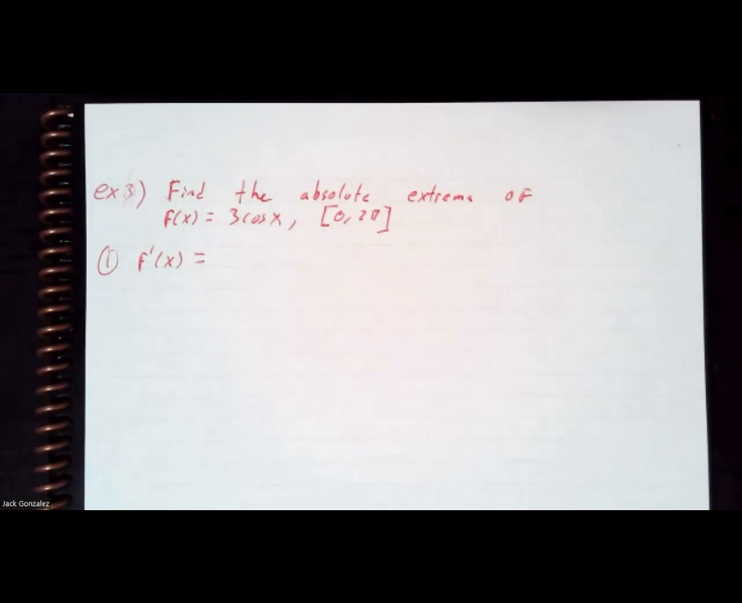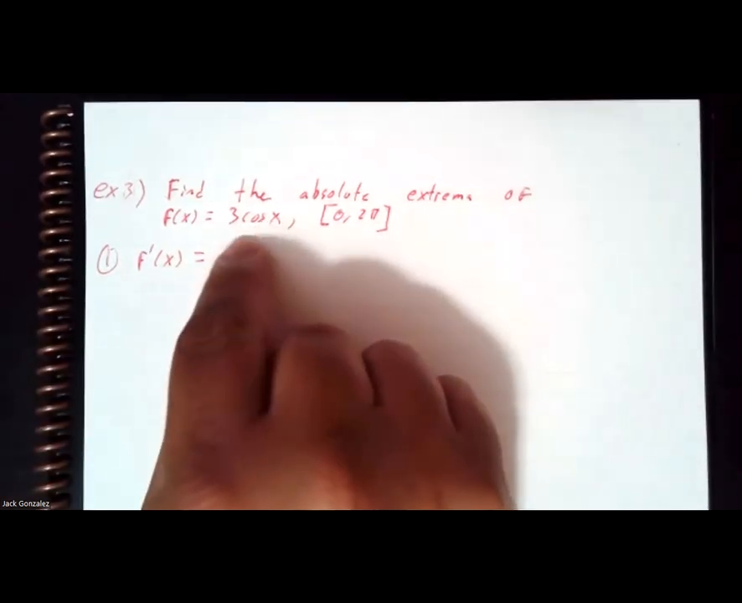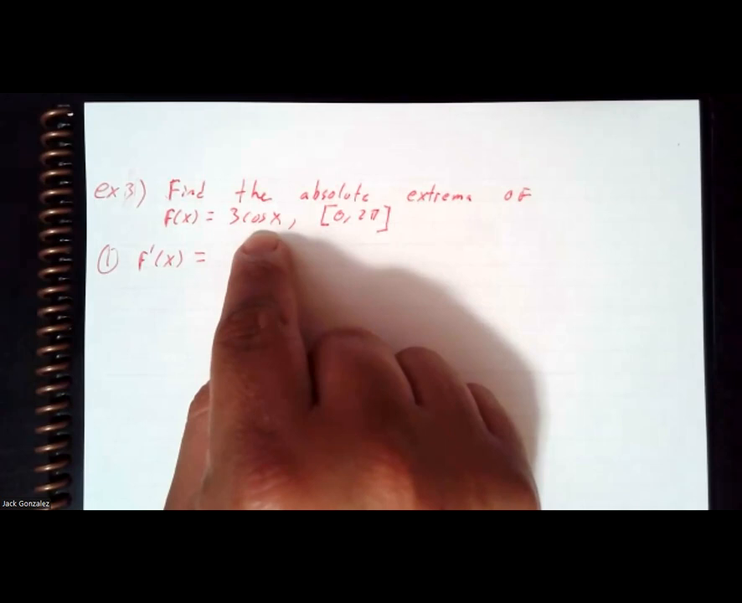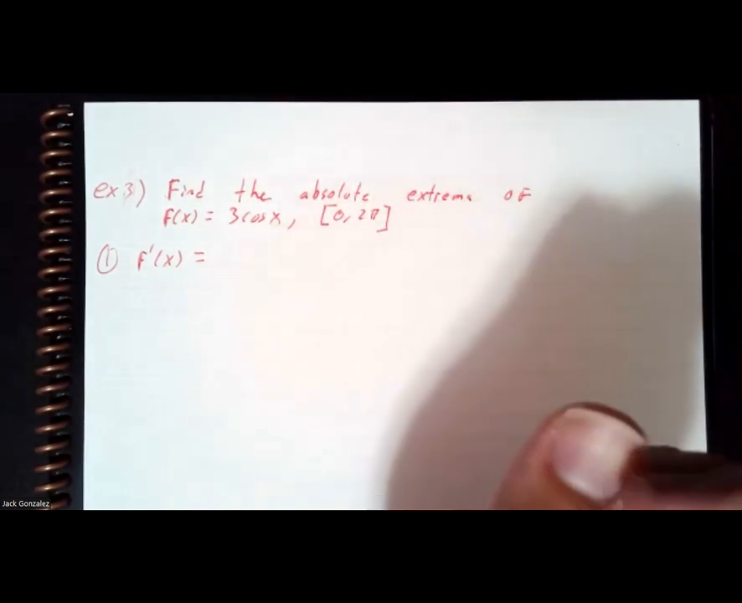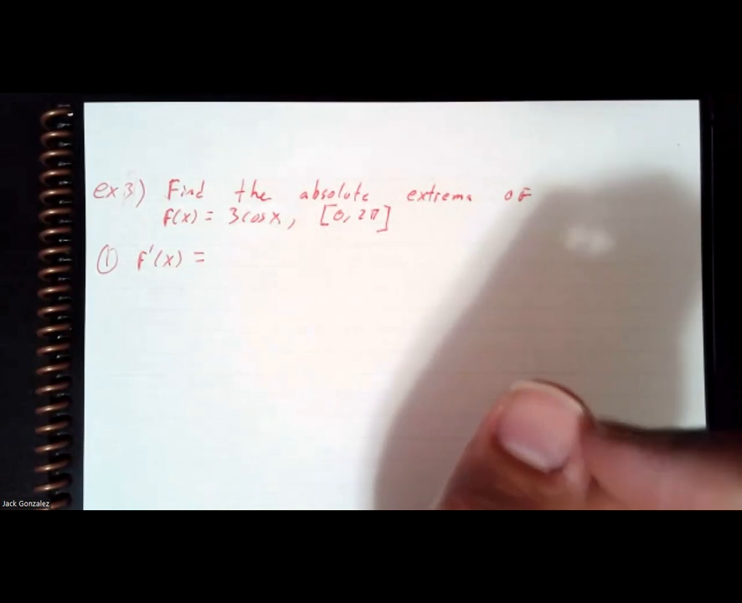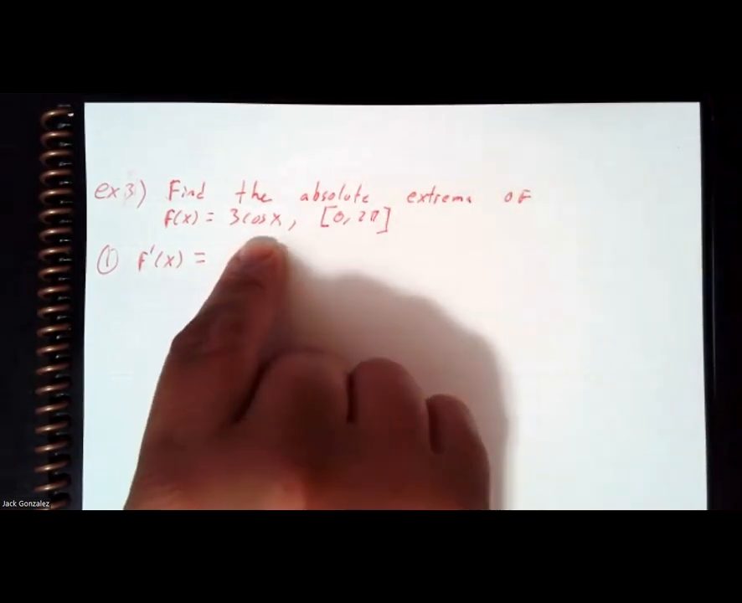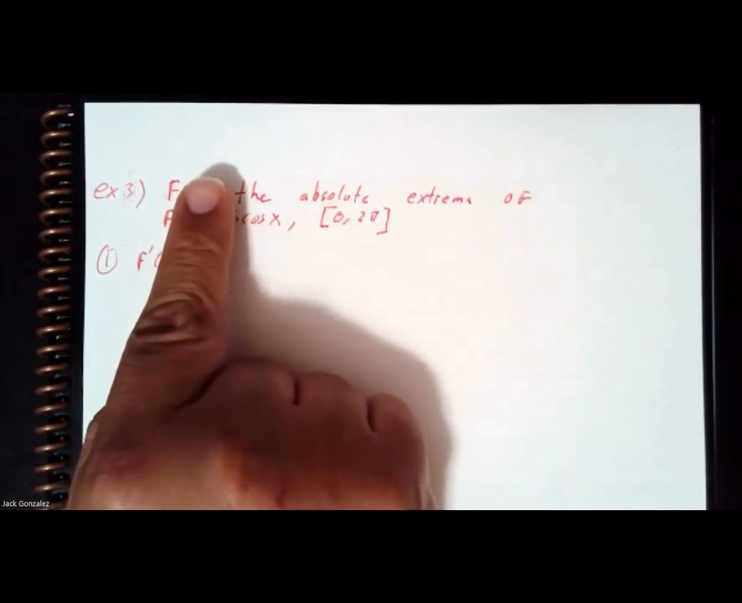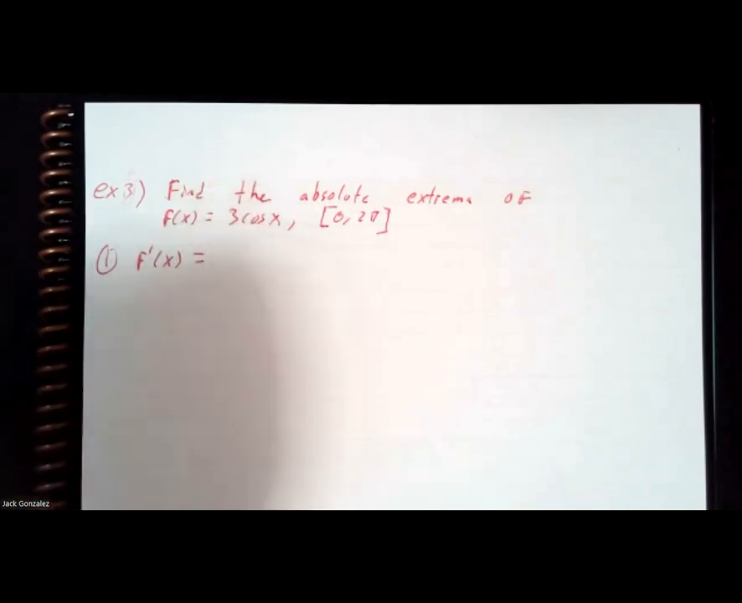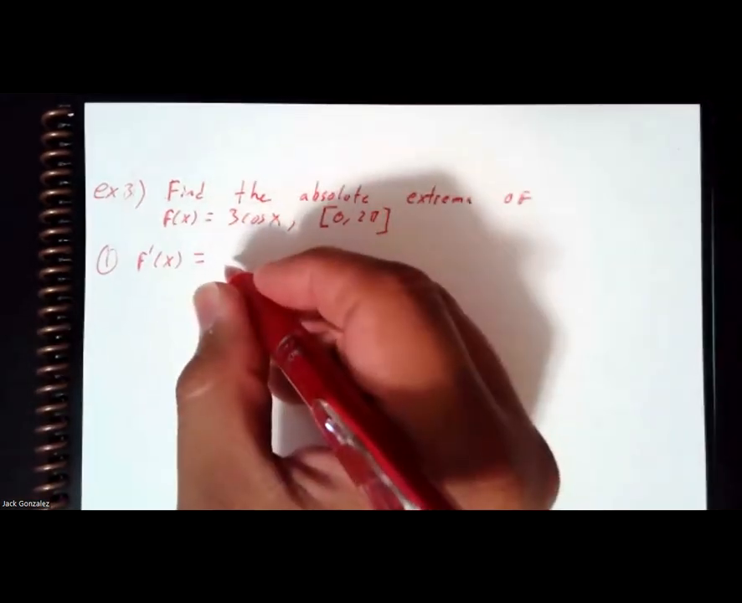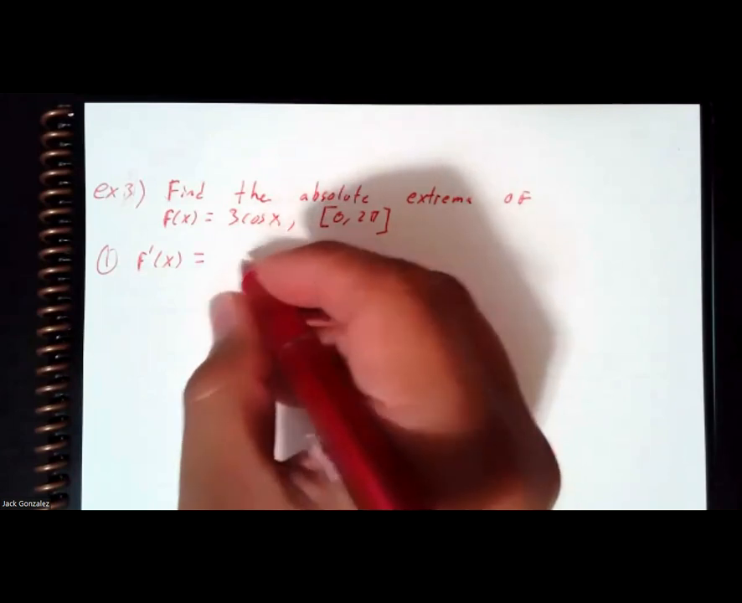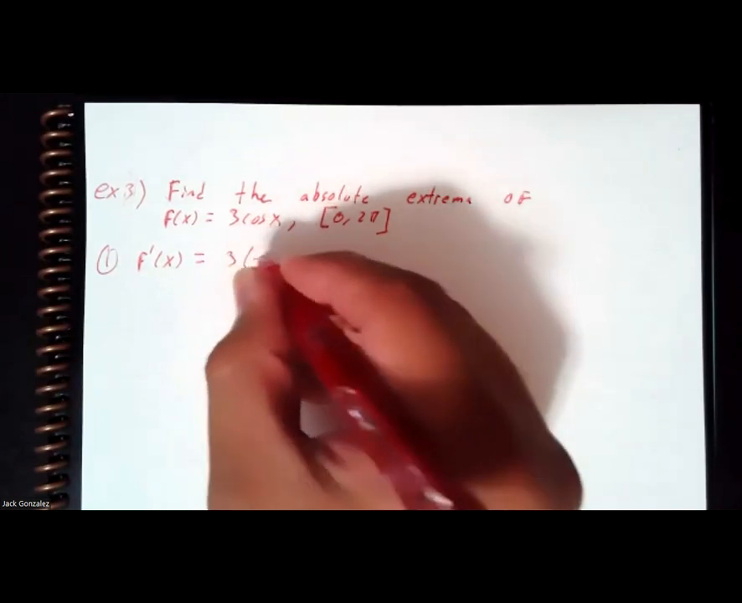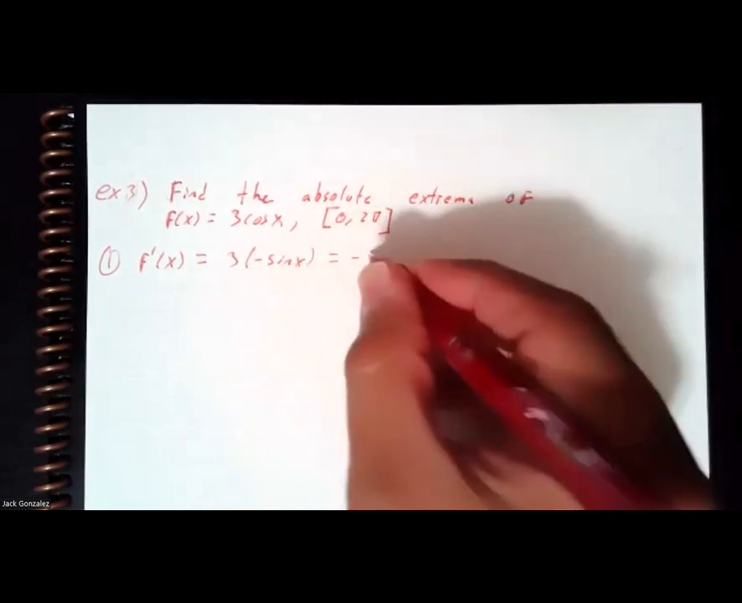When you have a 3 on it, you can just ignore it. Just do the derivative of cosine. So what is the derivative of cosine? You guys remember? Yeah, it's going to be negative sine. So you're going to have the 3 times negative sine, which is negative 3 sine.